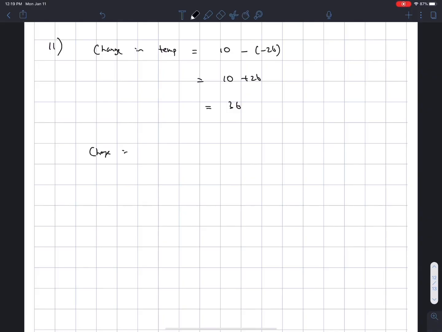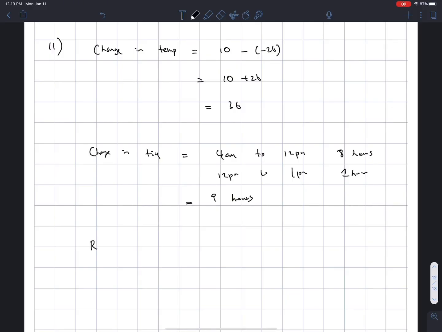The change in time is going to be from 4 a.m. to 12 p.m., which is 8 hours. And then from 12 p.m. to 1 p.m. is 1 hour. So the total change in time is just going to be 9 hours.